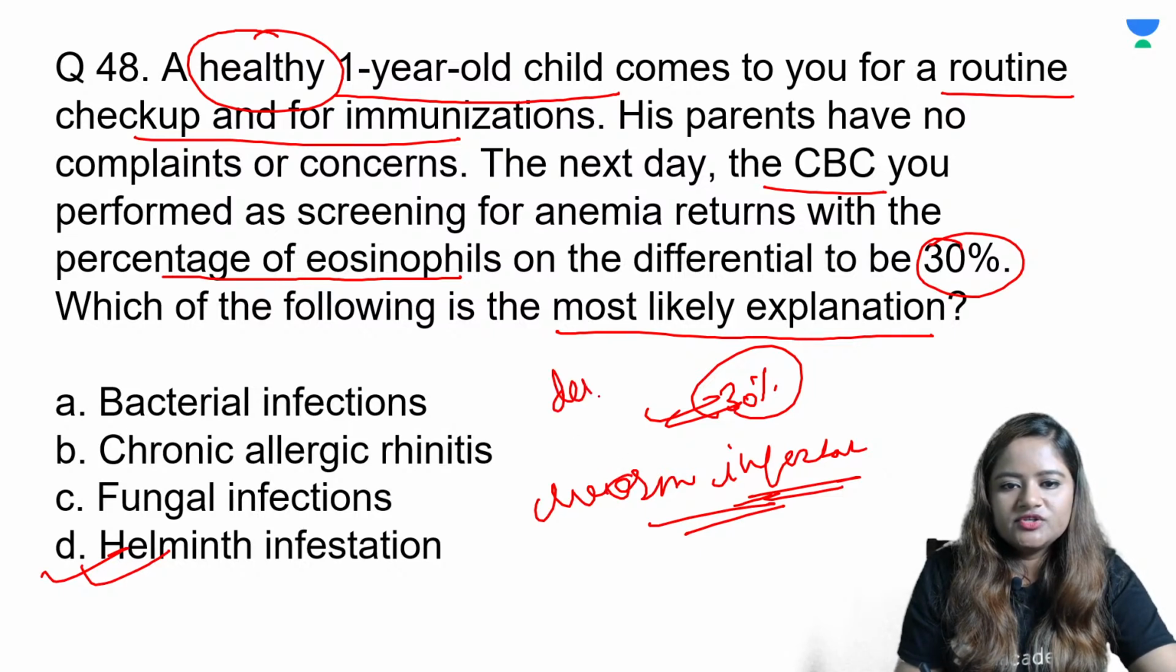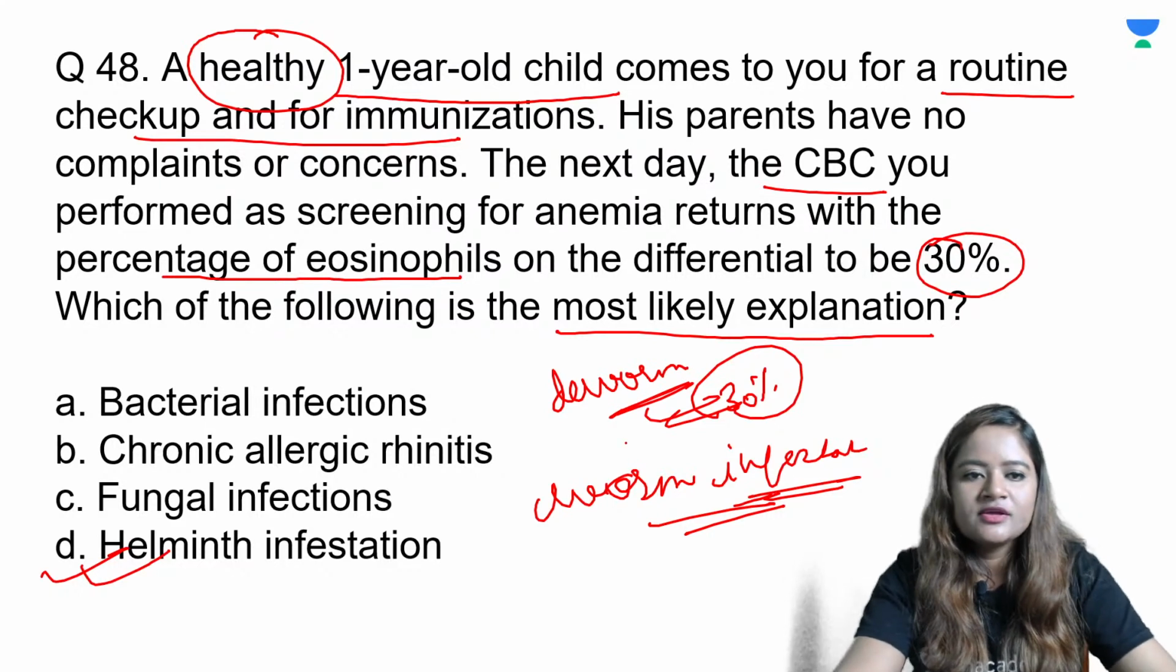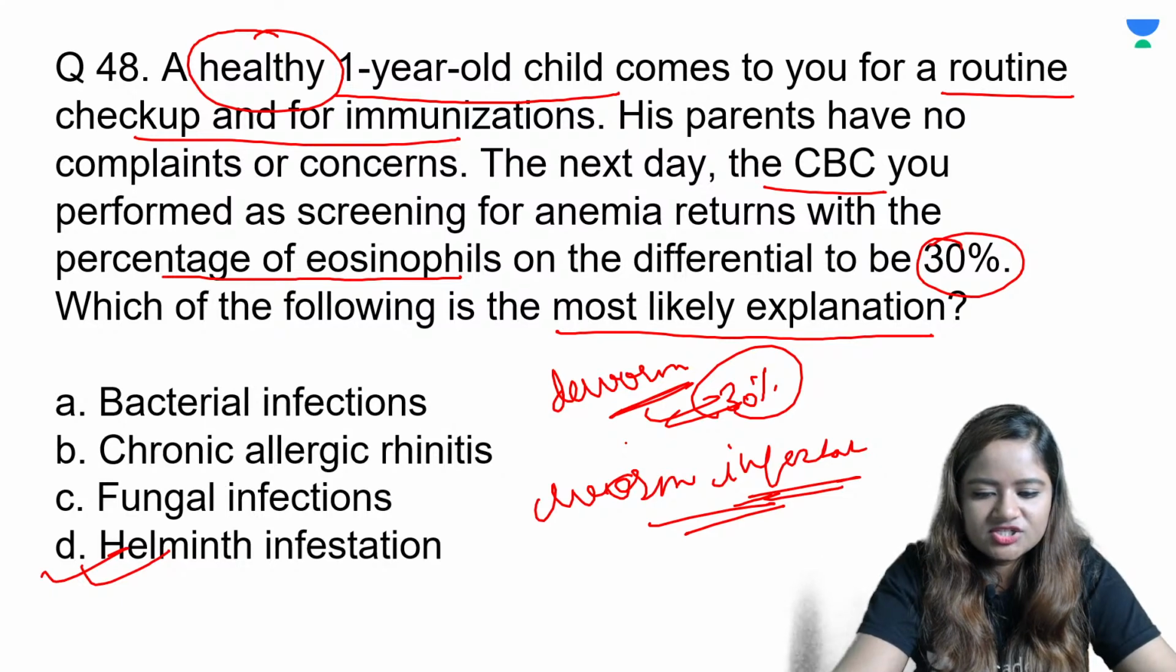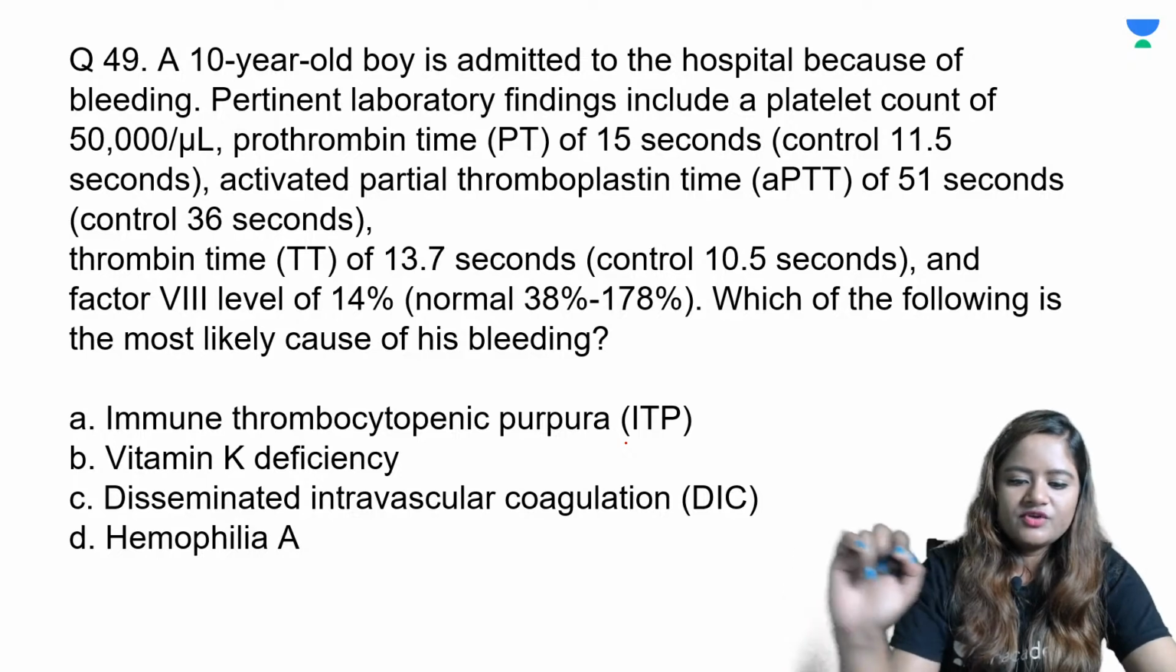So you have to deworm the child. You have to give albendazole tablet 400 mg start dose. Okay. So that is how you manage worm infestation in our country. So helminth infestation is the right answer for question number 48.